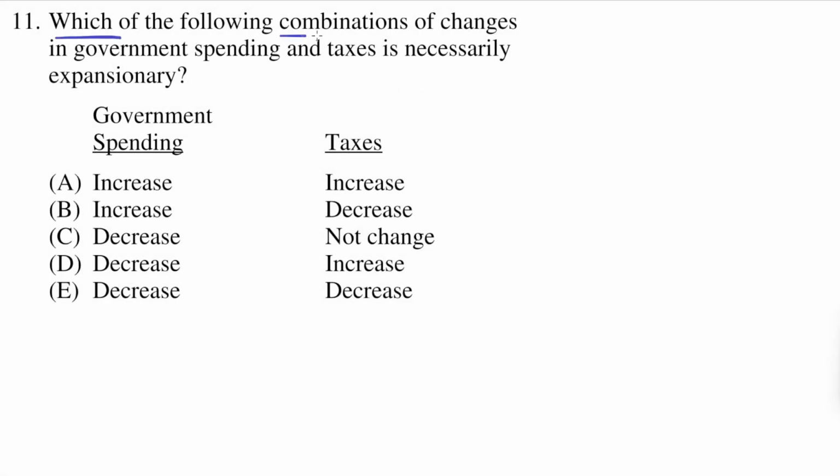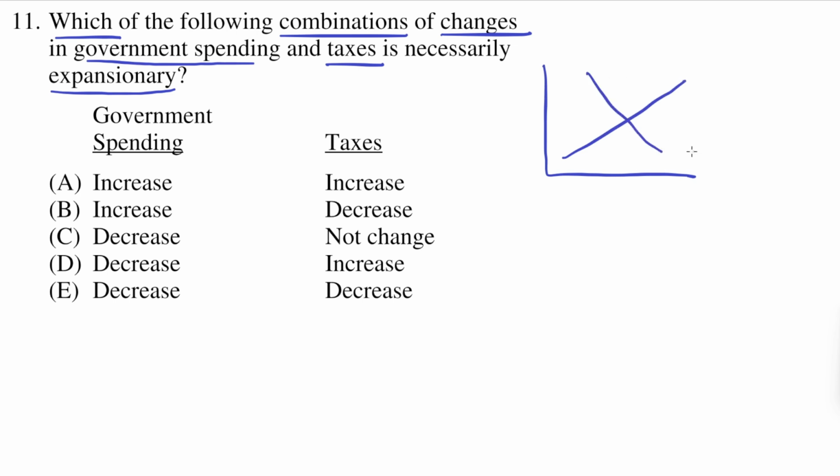Which of the following combinations of changes in government spending and taxes is necessarily expansionary? So, changes that are expansionary refers to changes in the economy that would increase aggregate demand. So remember from our aggregate supply, aggregate demand curve, that increasing aggregate demand means shifting the aggregate demand curve to the right.